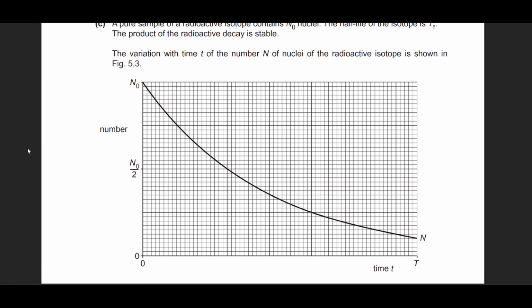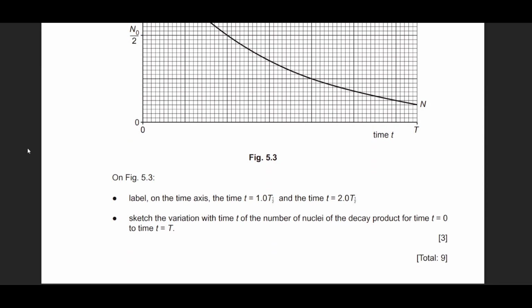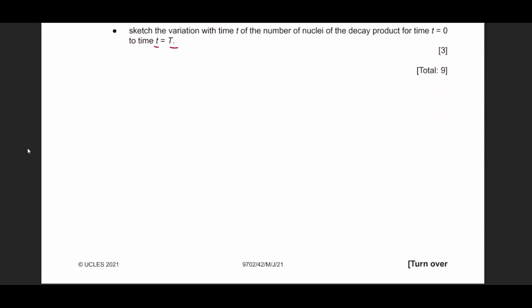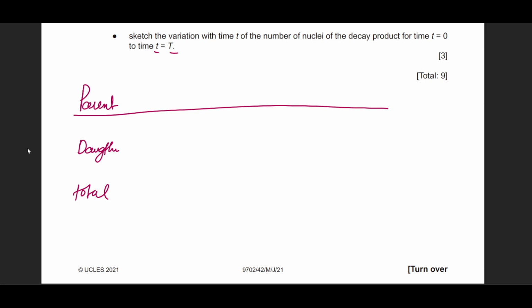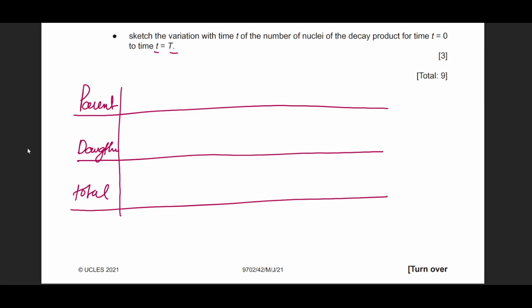Question number C. It decays and he wants you to draw the daughter particles from t equals 0 to final t. Now, let's go back to O levels. Let's go back to IGCSE. We know that if we are looking at the parent, for example, and at the daughter particle which is going to be formed, the total number of particles remains the same. So it's like an accounting problem again. So let's go through the parent, let's go through the daughter, and let's look at the total number of particles. The total number of particles remains the same, by the way, right?